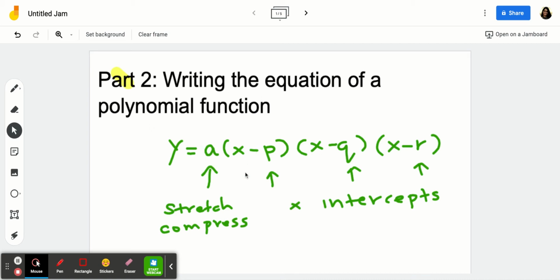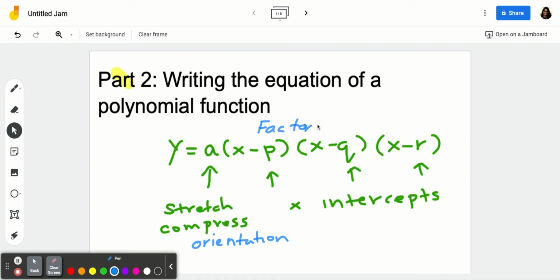So you can pause here and write down these notes real quick. I'm going to explain them as well. So the equation we're going to write out is, don't forget that A value in the front is the stretch or compress, and we're also going to label it orientation because it tells us positive or negative orientation. And then each of these represent the x-intercepts in factored form. So we would have to put more if this is like 1, 2, 3. This is a third root, but we'd have to add another for a fourth root or a fifth root or sixth root. So this is what we're going to try to work on right now.